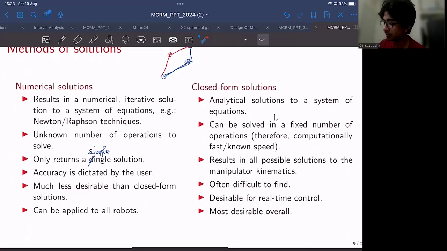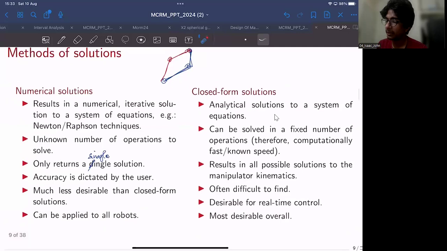And one specific advantage is that numerical solutions can be applied to all robots, irrespective of the configuration of the robot, whether it is 2-DOF or whether it is 6-DOF. We can apply this numerical procedure to any of such robots. Whereas in the case of a closed form solution, it cannot be applied. It can only be applied for robots which have simple kinematics or simple topology. So that is the main difference between numerical solutions and closed form solutions.